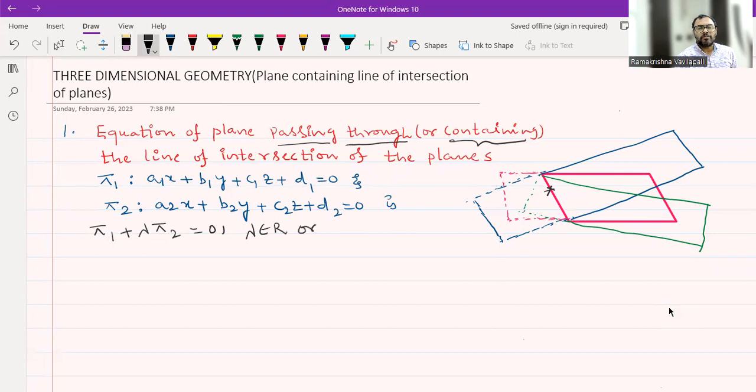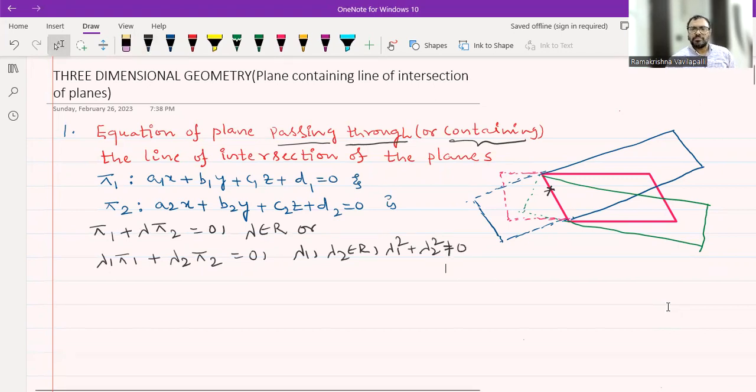or we can write lambda1 into pi1 plus lambda2 into pi2 equal to 0, where lambda1 and lambda2 belong to R, and of course lambda1 and lambda2 both should not be 0 at a time. So that's where the sum of squares is not equal to 0.